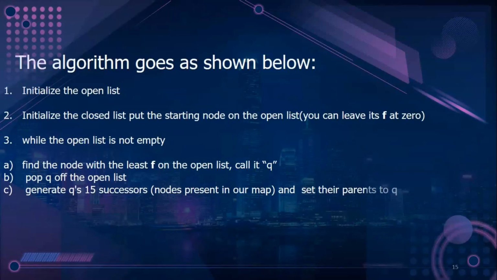The algorithm goes as shown below. 1. Initialize the open list. 2. Initialize the closed list. Put the starting node on the open list. You can leave its f at 0. 3. While the open list is not empty: A. Find the node with the least F on the open list, call it Q. B. Pop Q off the open list. C. Generate Q's 8 successors, nodes present in our map, and set their parents to Q.